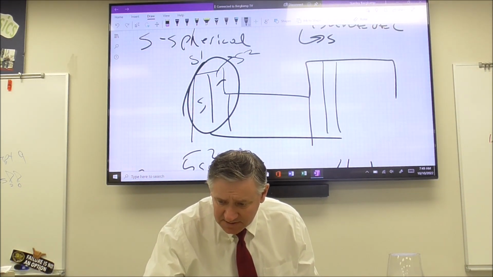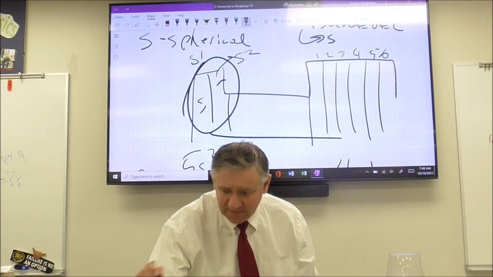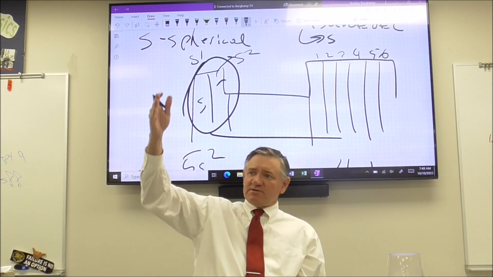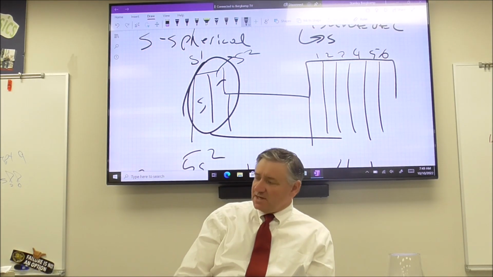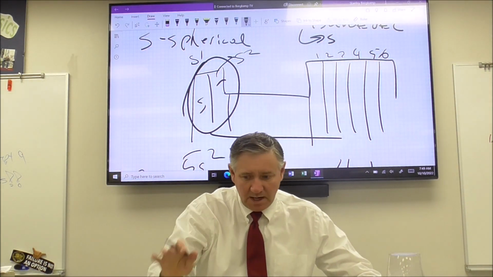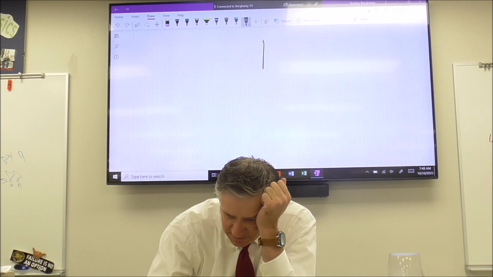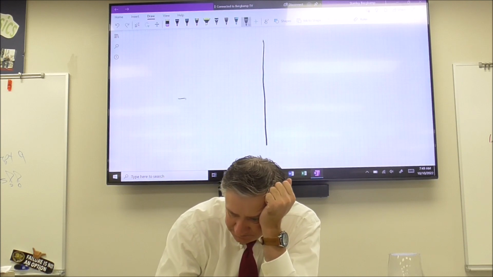If you come over here to this big side, there's 1, 2, 3, 4, 5, 6. The reason that there are 6 columns there is because of the P sublevel, and this is a little bit more complicated than the S. So stay with me as I draw this.